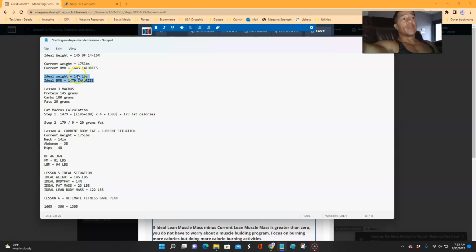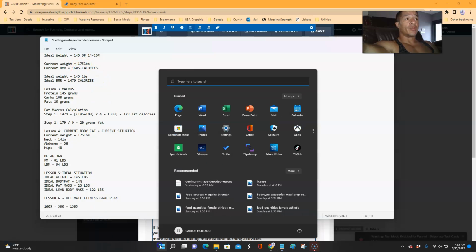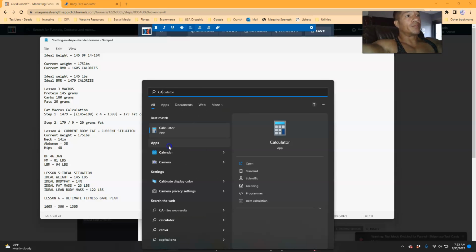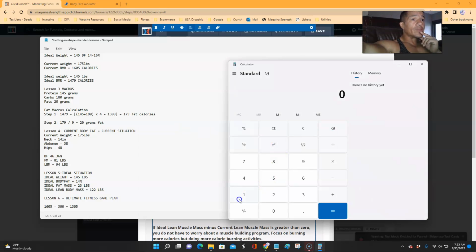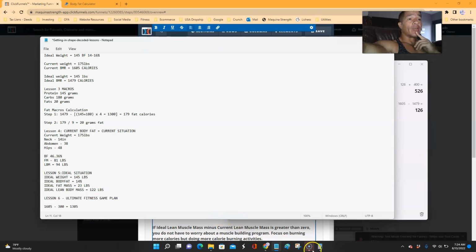Even though your deficit is going to be smaller, we do 1605. If we get our calculator, 1605 minus 1479, you have an automatic deficit of 126 calories. So when you exercise and burn, let's say, an extra 400 calories, it's going to put you at 526, which is exactly where I want you to be. So that's one of the ways that we can calculate which strategy we're going to use.